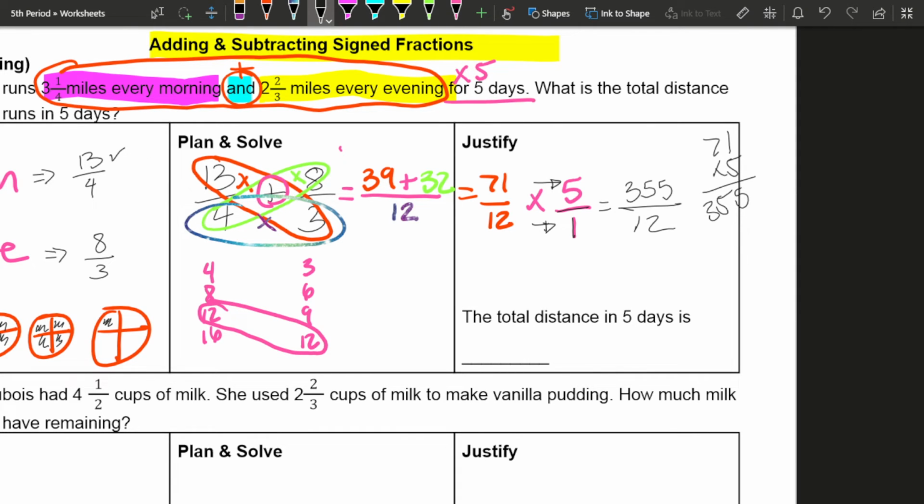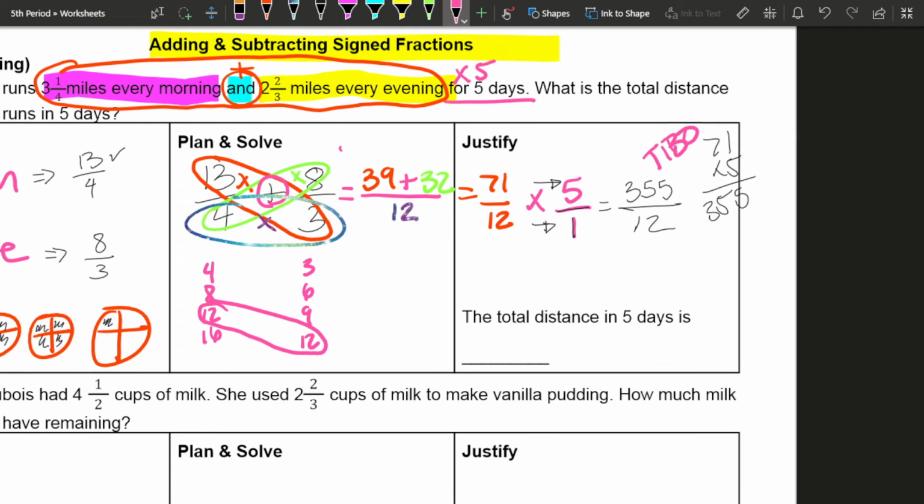So now, are we done? Kind of. You have to look at the answer choices. Are the answer choices mixed numbers, decimals? I don't know. Either way, we're going to change this into a mixed number because it's easier to see. If I tell you I run 355 over 12 miles, you're going to be like, what? Makes no sense, right? So how do we change this back into a mixed number?